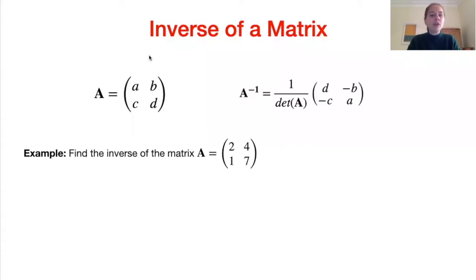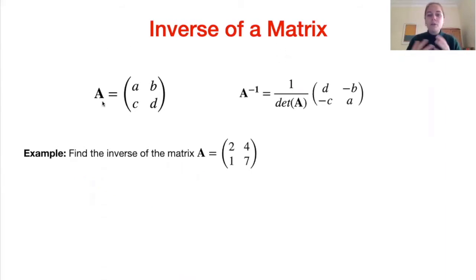So for example, let's look at the inverse of this matrix. It's the same as we saw before. So A to the minus 1 is equal to 1 over the determinant of A. Well, this is the same as the matrix in the previous slide, for which we found the determinant was 10. So if we switch our components A and D, we find 7 and 2 across the diagonal here, and we negate our other elements, so we get minus 4 and minus 1. So this is our answer for the inverse of matrix A.